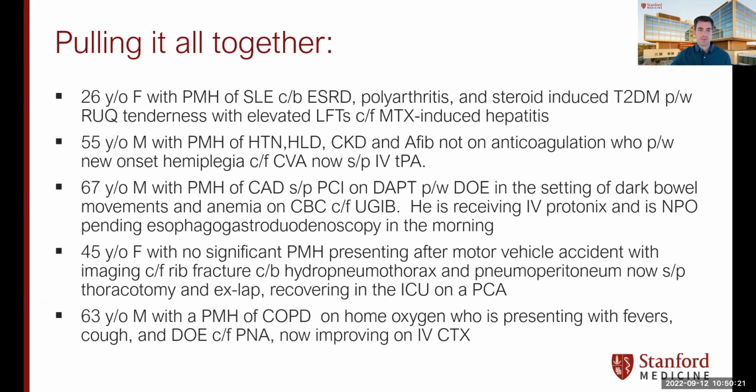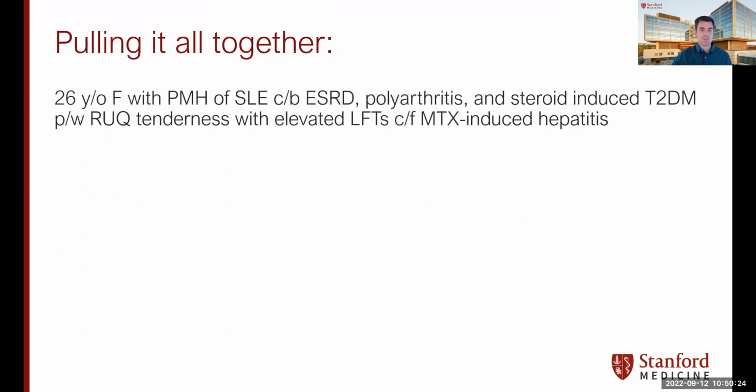So hopefully this helped to pull some of this stuff together. I'll start with the first one, and y'all can either put them in the chat or just compare as we go through. So 26-year-old F with PMH of SLE, CB, ESRD, polyarthritis, and steroid-induced T2DM, presenting with right RUQ tenderness with elevated LFTs, concerning for MTX-induced hepatitis. That is incredibly difficult to say out loud.